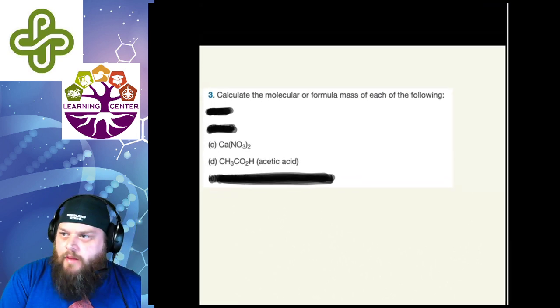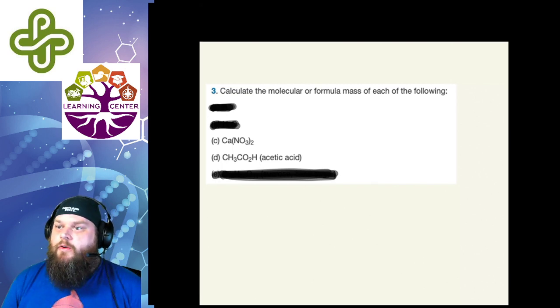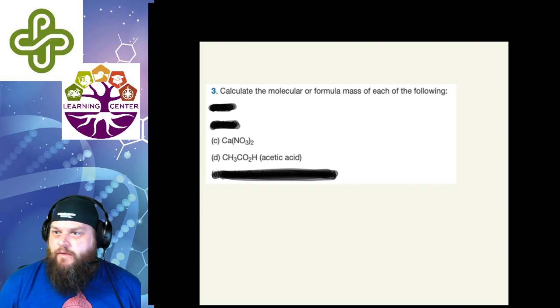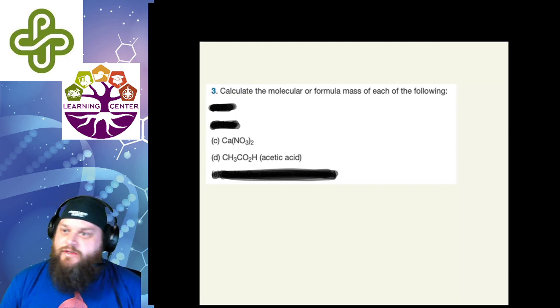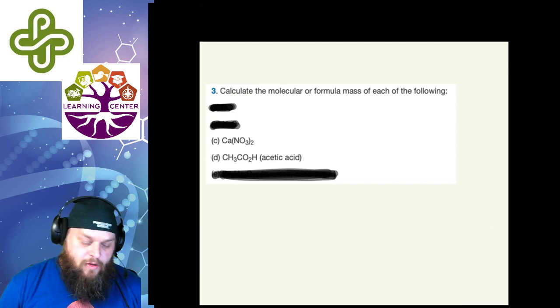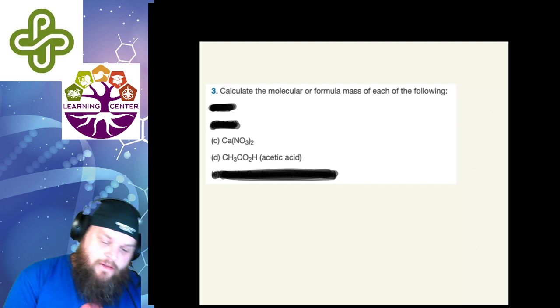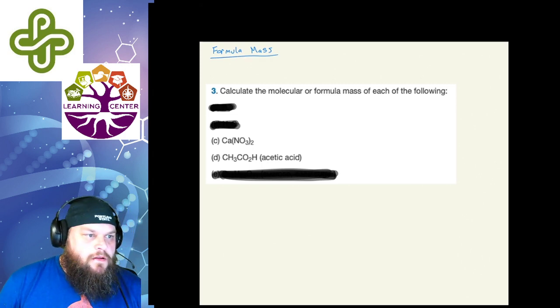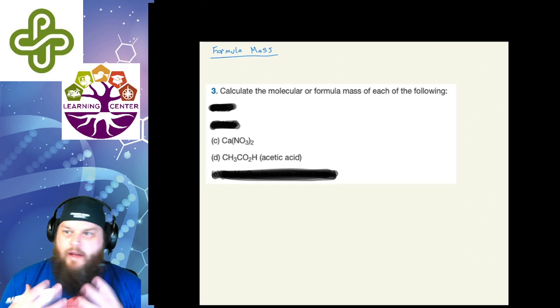So the first problem I want to look at today has to do with calculating the molecular or formula mass of each of the following items. So I've blocked out and kind of redacted a few of them. We're going to deal with just a couple examples of each one. So I tried to pick some of the more complicated ones so we can go over those. This first one, I want to talk about what formula mass is. So the formula mass is the average atomic mass of all the atoms in the molecule.